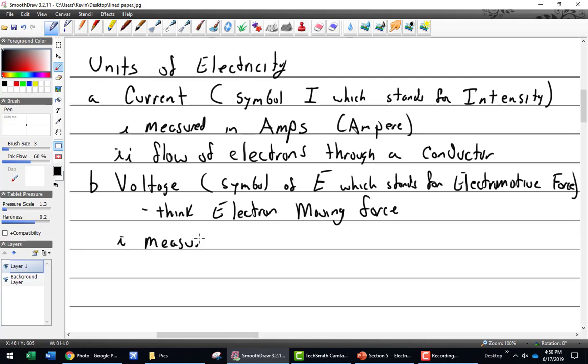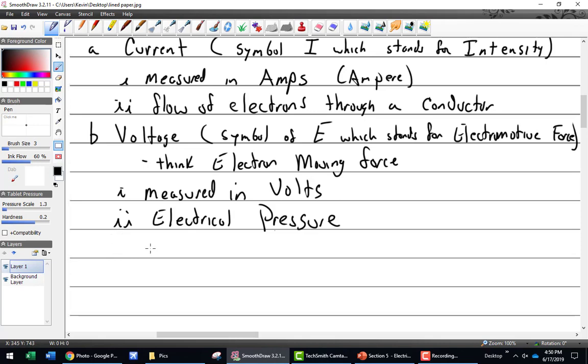Measured in volts, named after Alessandro Volta. It is electrical pressure. And as I always say, often it is a difference of potential. Difference of potential.